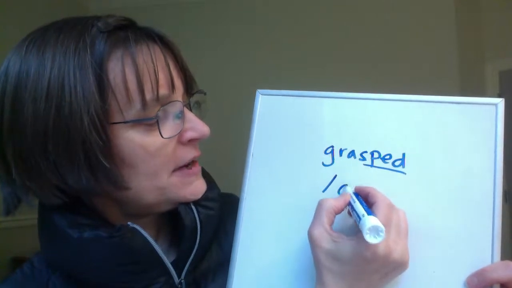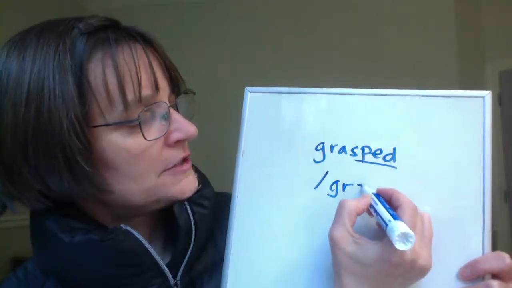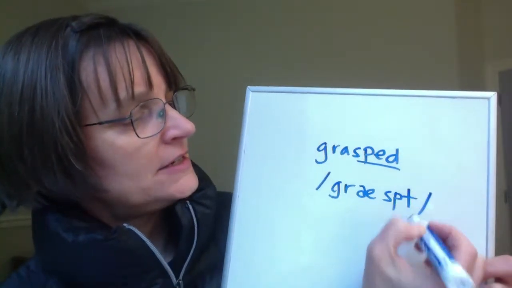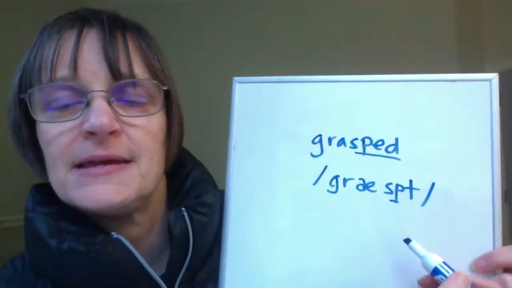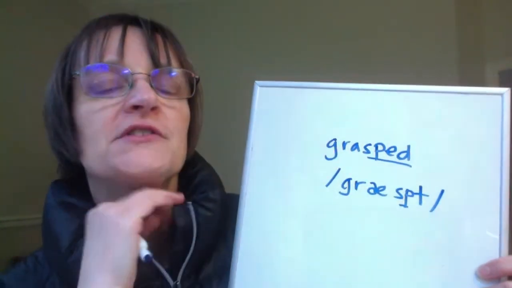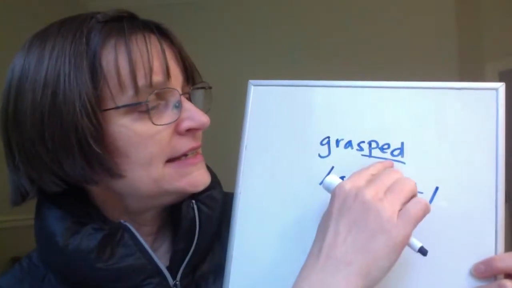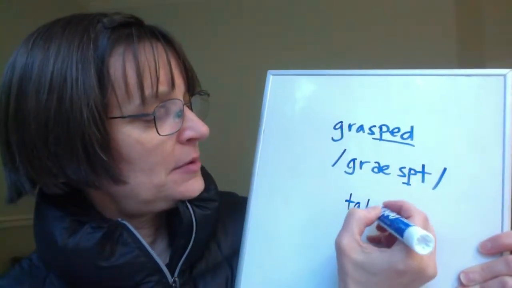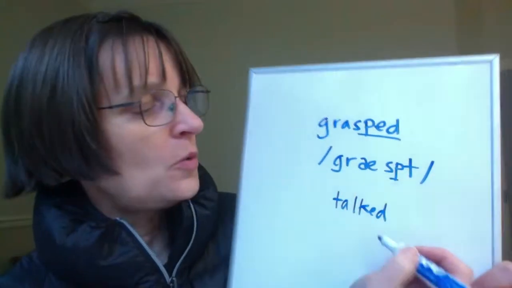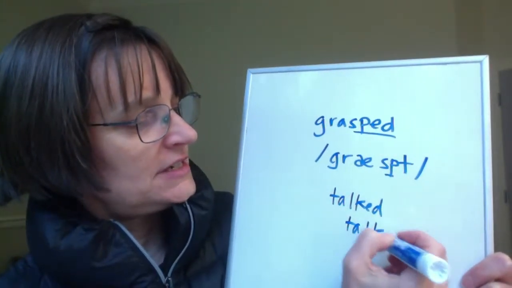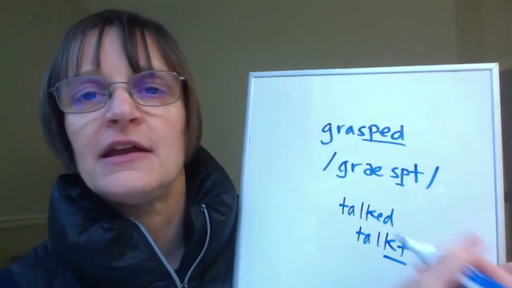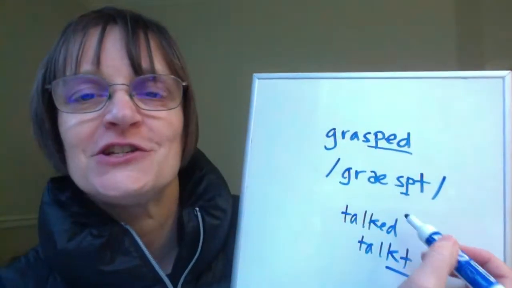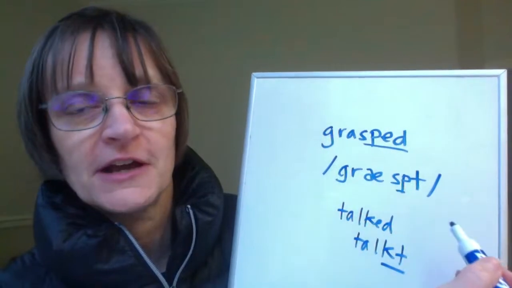If I were to write this out in IPA, I would have the GR consonants, the A vowel, the S, P, and a T sound. So because the P in grasp is voiceless, my voice isn't on, P, P. When I add the ED to that, it just becomes a T sound, grasped. So that's the same as, for example, the words talked or walked. They really have just a T sound at the end rather than anything like a D or an ED. Talked, grasped.